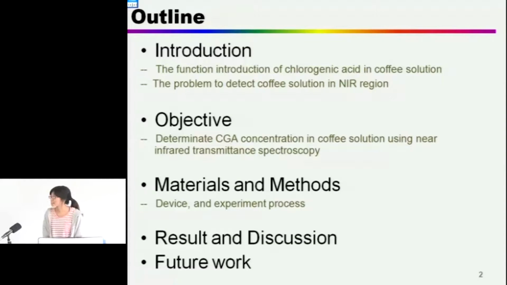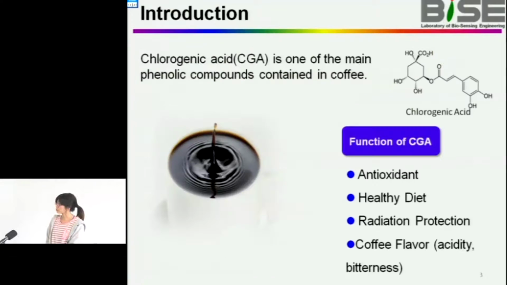The outline of my presentation today includes 5 parts. The first part is the introduction. I will introduce the function of CGA in coffee solution and also the problem of detecting coffee solution in the NIR region. The second part is the objective of my research: determine CGA concentration in coffee solution using NIR transmittance spectrum. And the third part is the material and method. I will introduce the device and the experiment process, followed by results and discussion, and finally the future work.